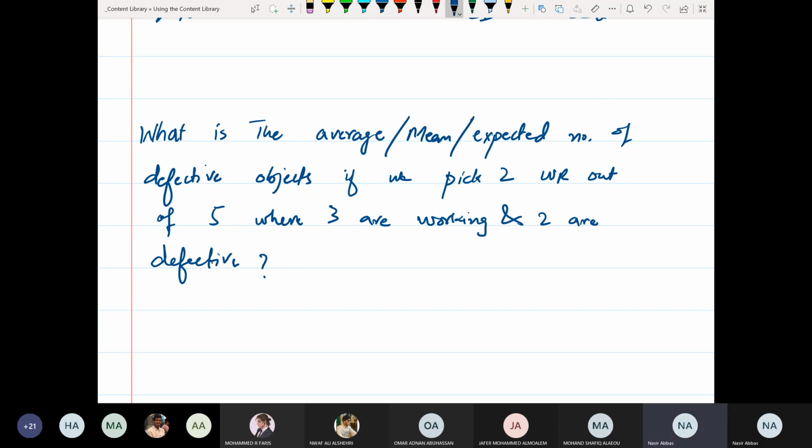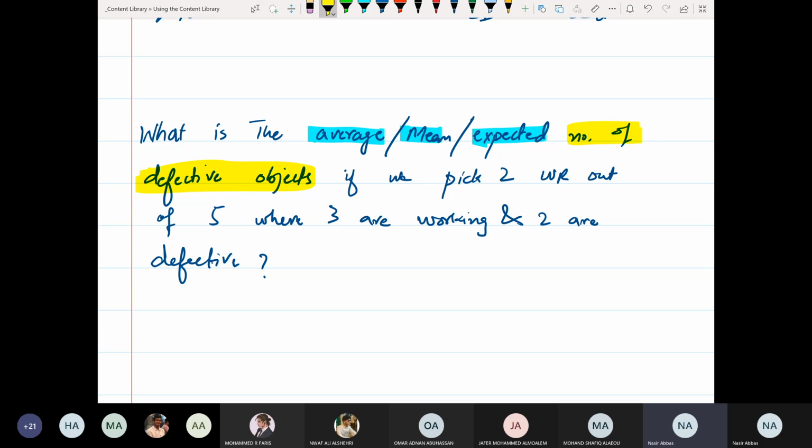Look at the question now. One concept I'm trying to deliver from the question is that these three words have the same meaning: the average, the mean, or the expected. All of them refer to the mean. Then I'm talking about my variable, number of defective objects, which I defined earlier.